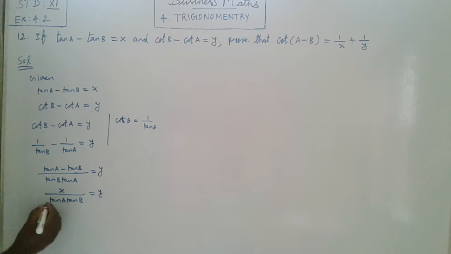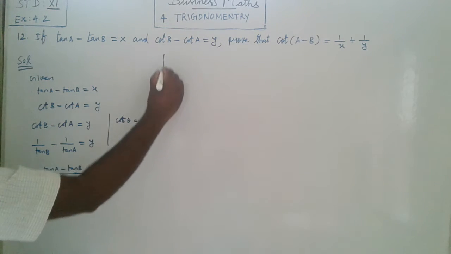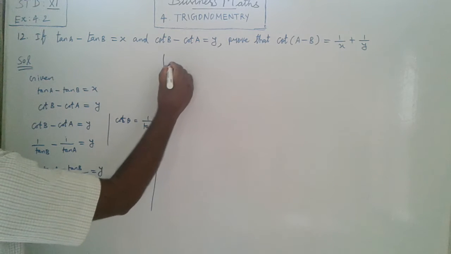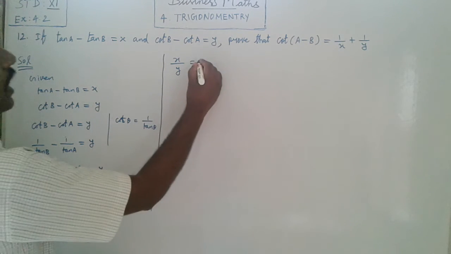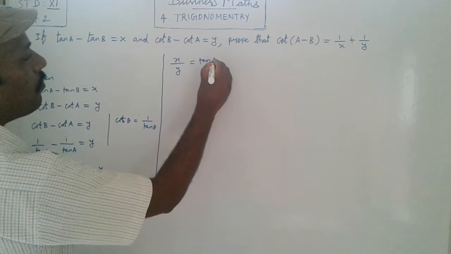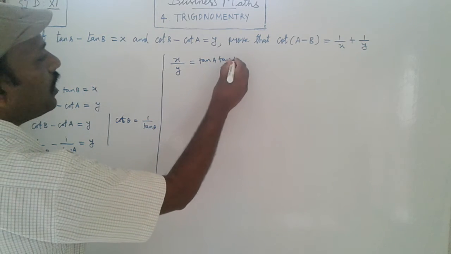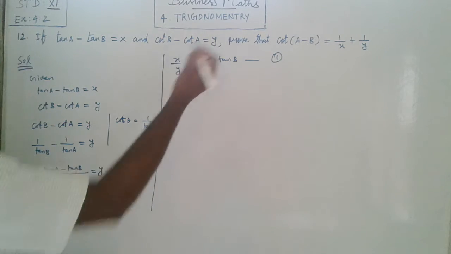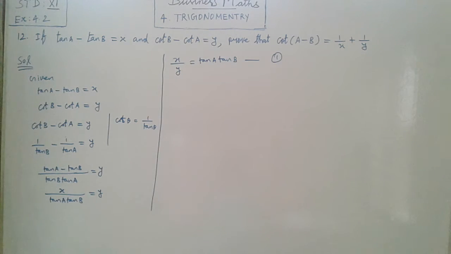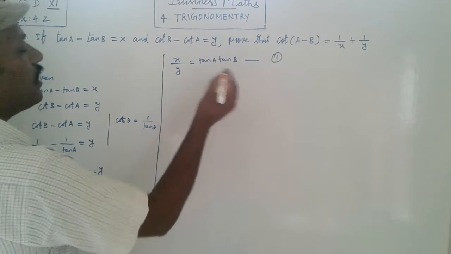Now y we should take to the left, and these terms to the right-hand side. x divided by y equal to tan A tan B. This is equation number 1. x by y value is tan A tan B. We should take it as the LHS.